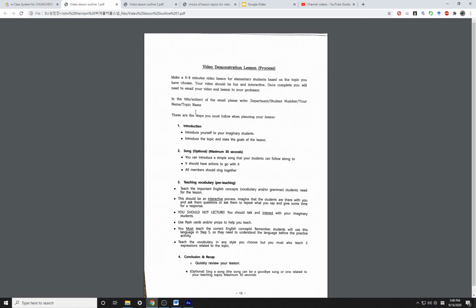So it needs to be fun, and that's where your energy level comes in. Because if you have a high energy level, the viewer, the watcher, the student will be much more receptive to what you're selling.